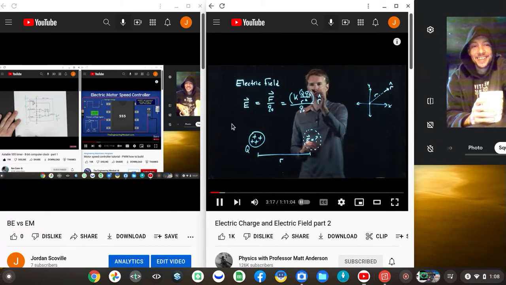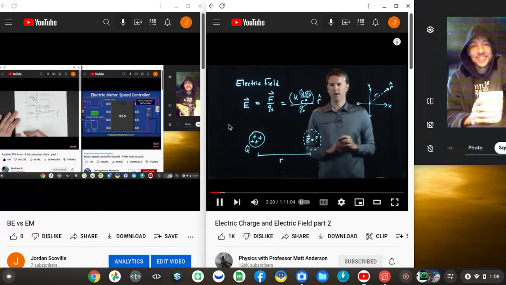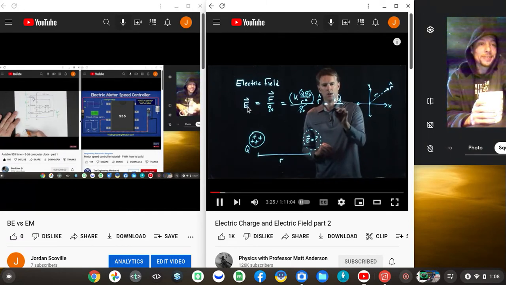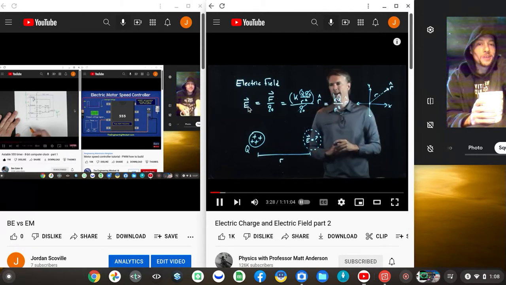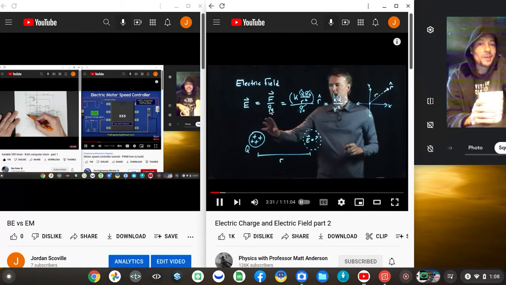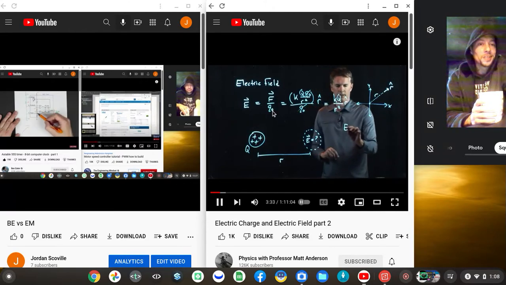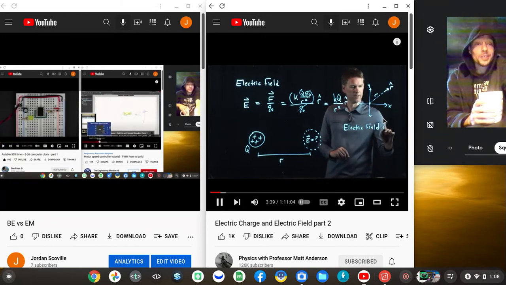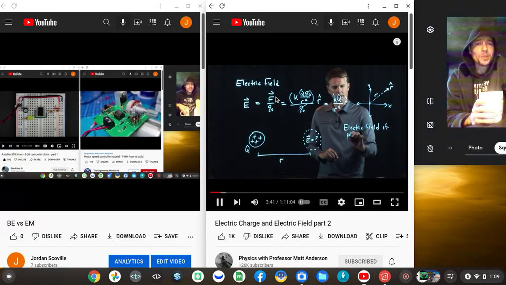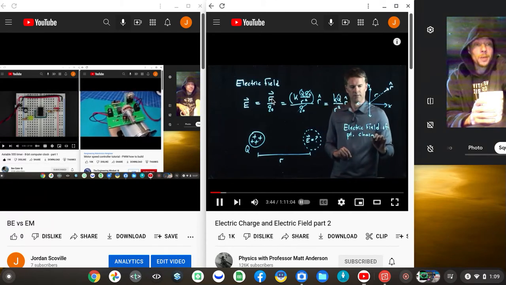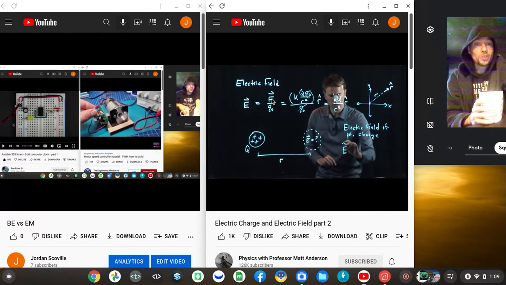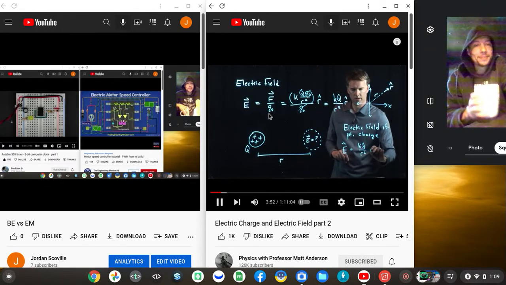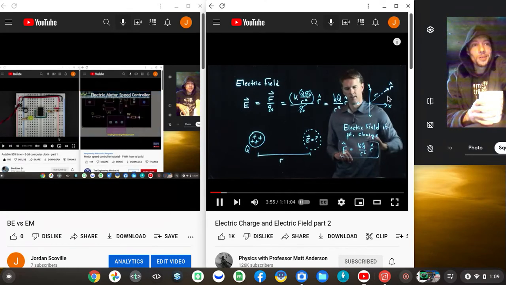Okay. We can cross out the Q naughts right away. And so this whole thing simplifies to the following. The electric field of a point charge is E equals KQ over R squared, R hat.